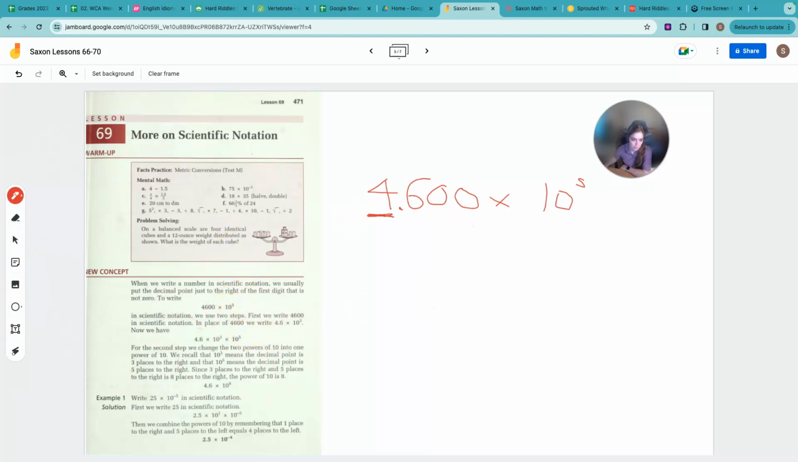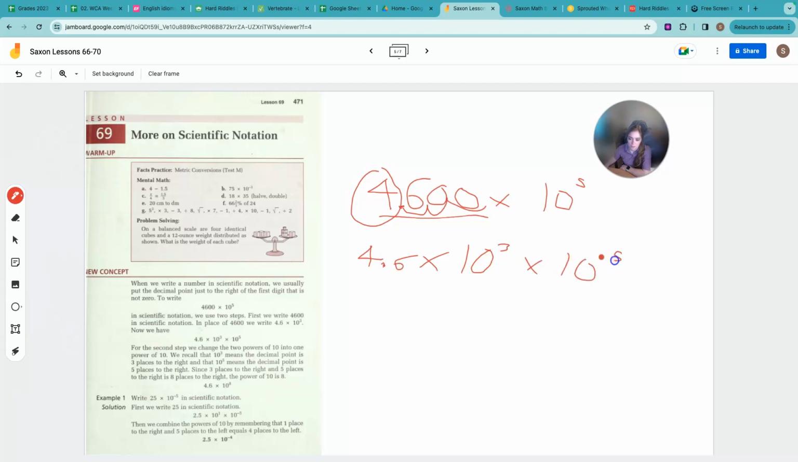So for this type of problem, we're going to use 2 steps. First, we write 4,600 in scientific notation in place of 4,600. So that would be 4.6 times 10 to the third. Because remember, if we're putting the decimal point just to the right of the very first number that is not 0, 1, 2, 3, we've moved it over 3 times. So we have 4.6 times 10 to the third times 10 to the 5th.